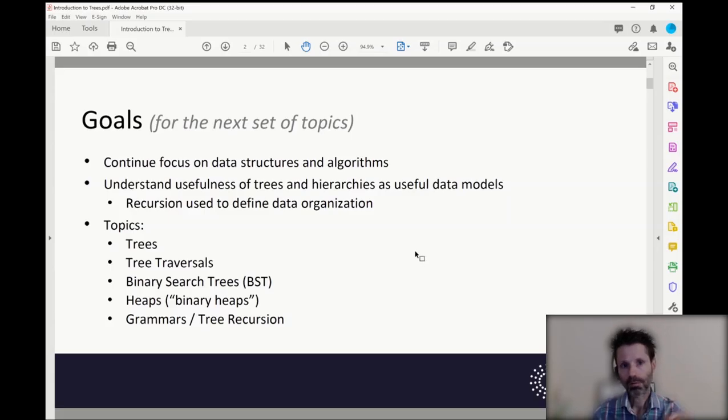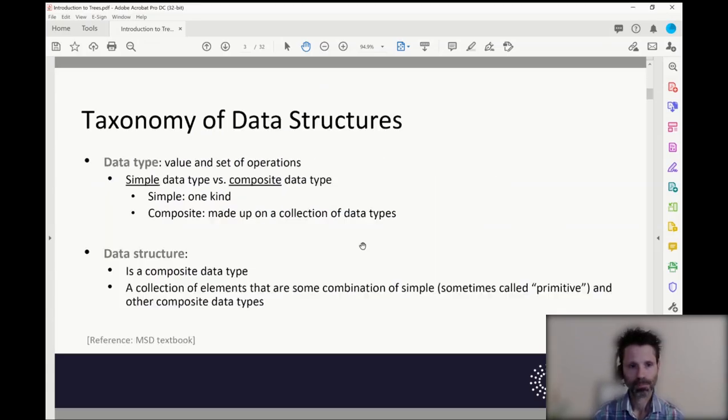The goal for this module and a few subsequent modules is to overview trees, identify some of these applications, and then go into greater detail with specific types of trees. But first, we'll go over some of the basics.